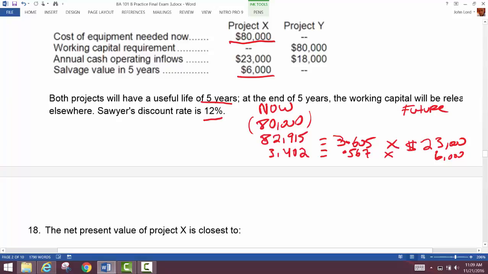Okay, good. So I've got 80,000 coming out initially, and then I've got this 82,915 coming in from the cash operating inflow, and then I got the salvage value coming back in 5 years. So that gives me a net present value here of a positive 6,317.